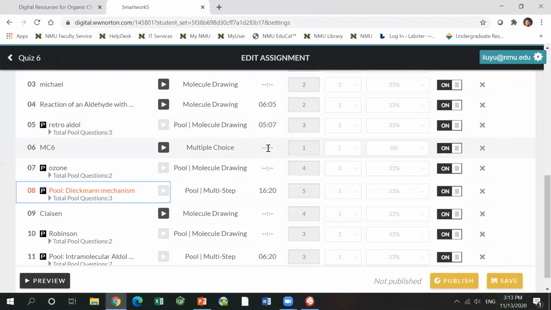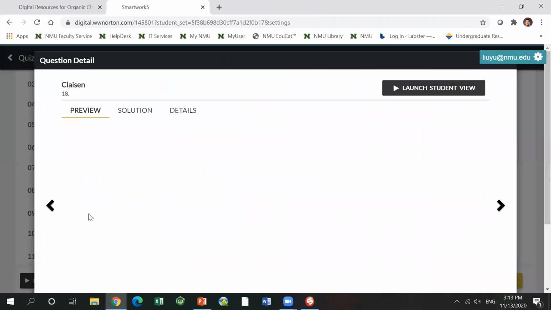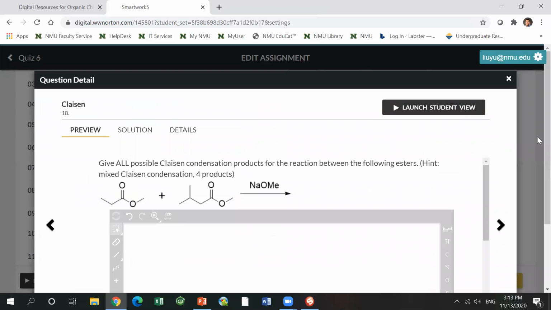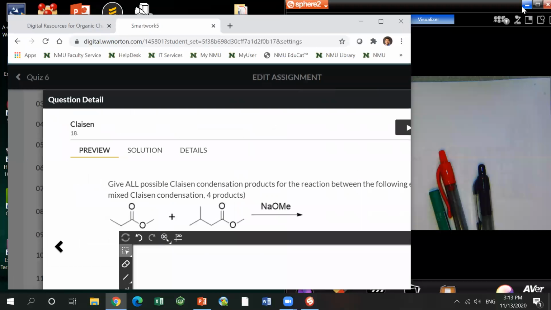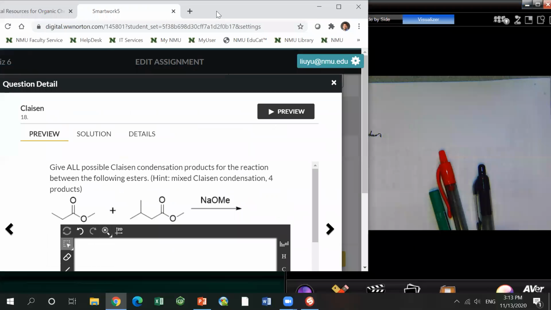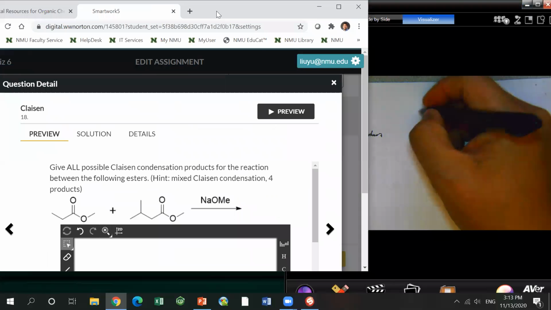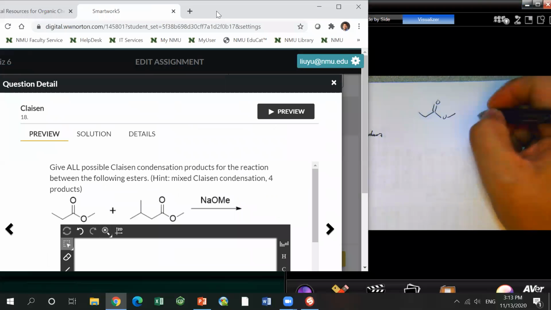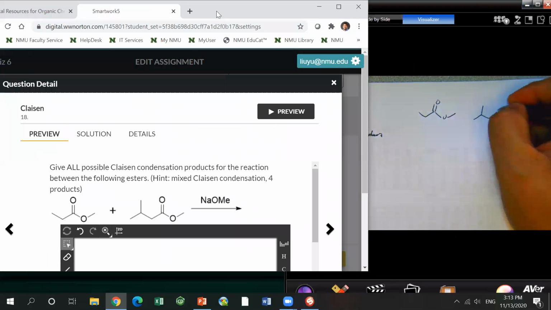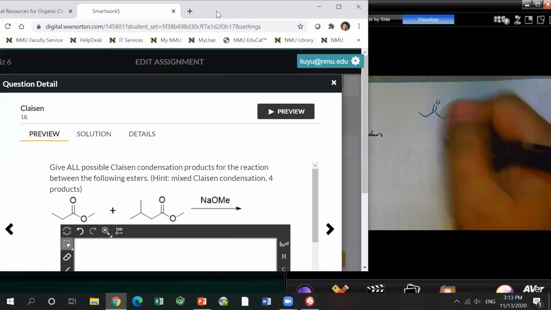Next one is Claisen. Oh, mixed Claisen condensation. A lot of students don't know how to draw the mixed Claisen condensation. Again, you need to find the alpha carbons and the carbonyl carbons, and then you can label them, which helps you figure it out.